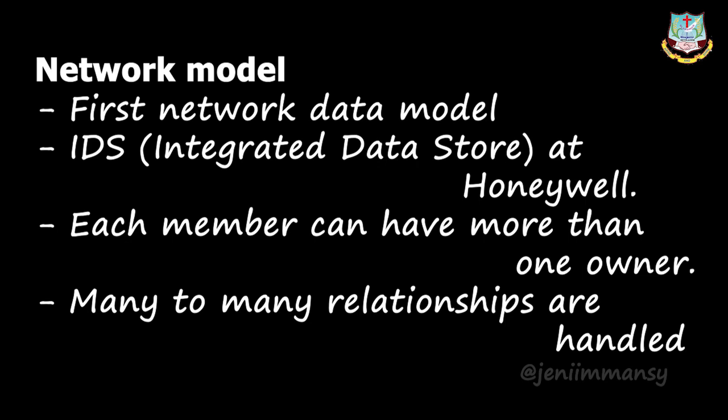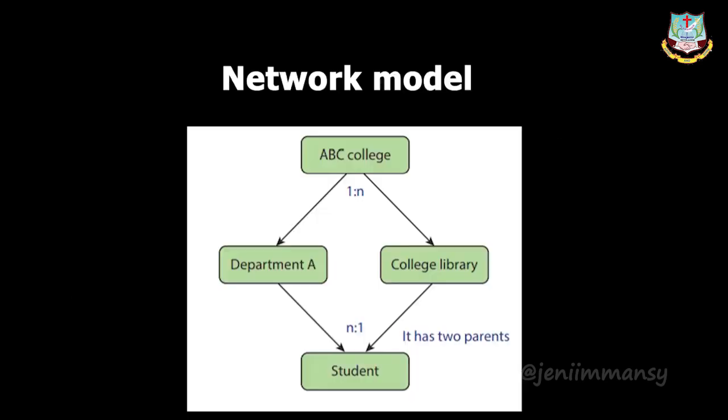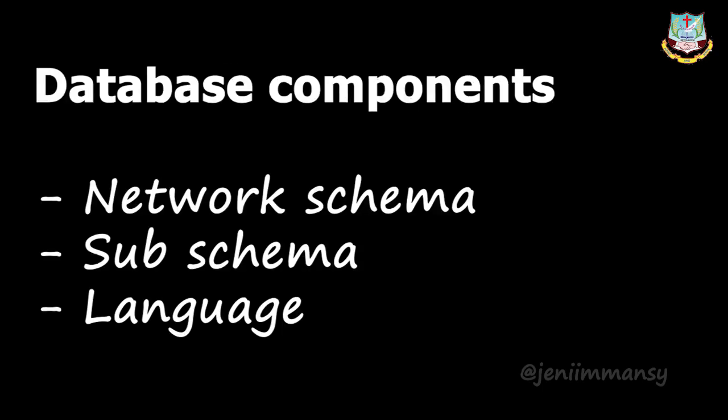In this model, if you see this diagram, there is ABC college, then department A and the college library, and this student has 2 parents. Can you see that? Department A and the college library give one-to-one links to the student. Okay, here we have network schema, sub schema, and language.